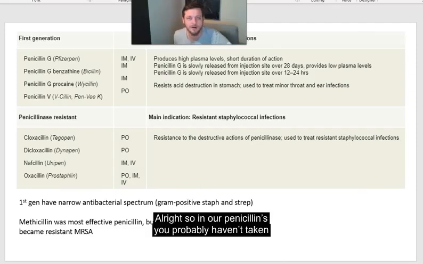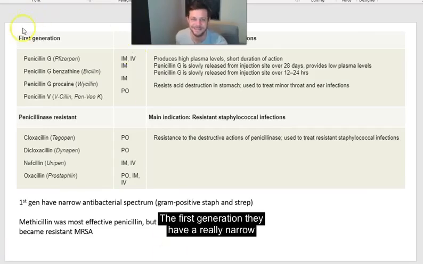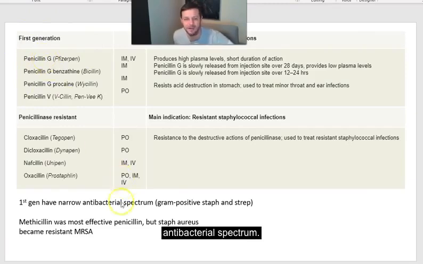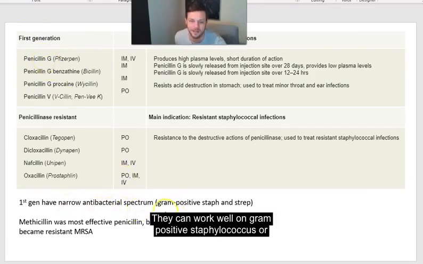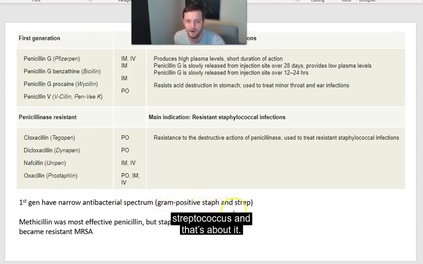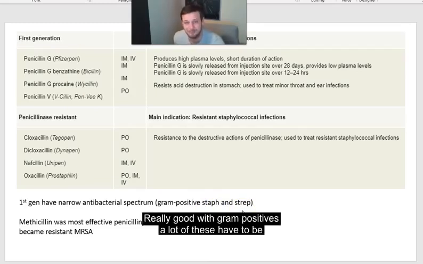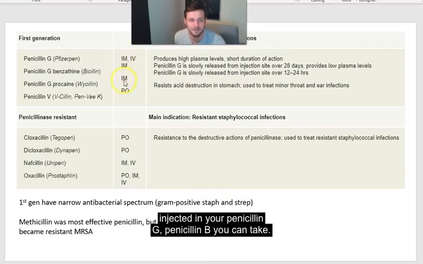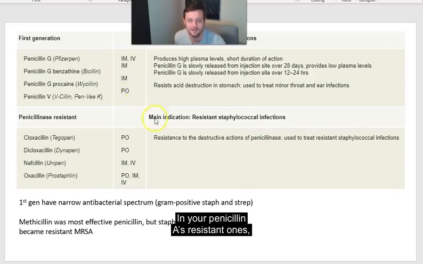Alright, so in our penicillins, you probably haven't taken a lot of these. The first generation, they have a really narrow antibacterial spectrum. They can work well on gram-positive staphylococcus or streptococcus, and that's about it, right? So really good with gram-positives. A lot of these have to be injected, all your penicillin Gs. Penicillin V, you can take PO.